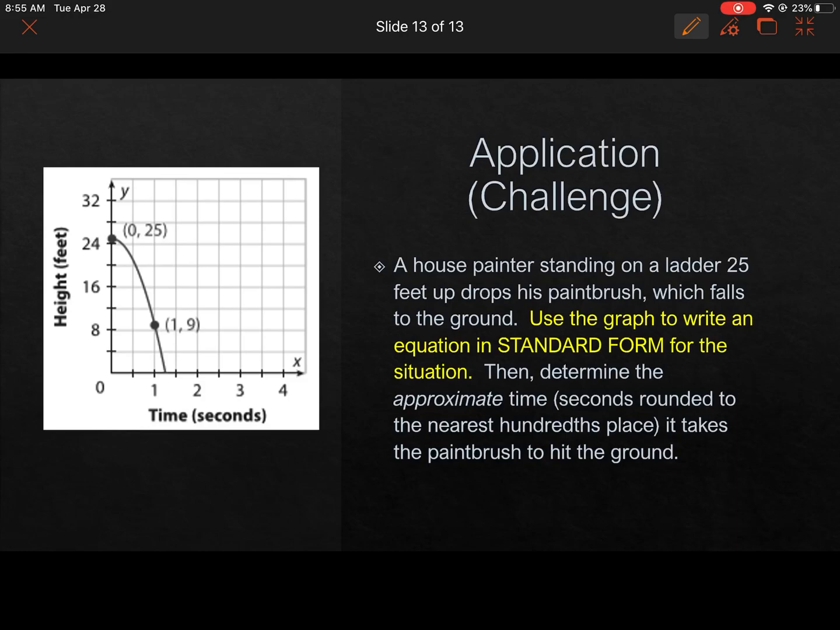Okay? Once you've done that, the second half of this challenge is to figure out, so solve, the approximate amount of time in seconds, rounded to the hundredths place, that it takes for it to hit the ground. So where exactly is that in time? Obviously it's between 1 and 2 seconds, but what is it exactly? All right, answer that question, email it to me.